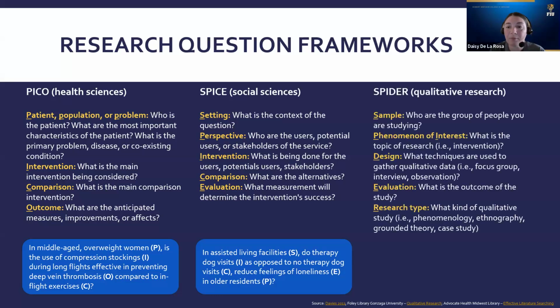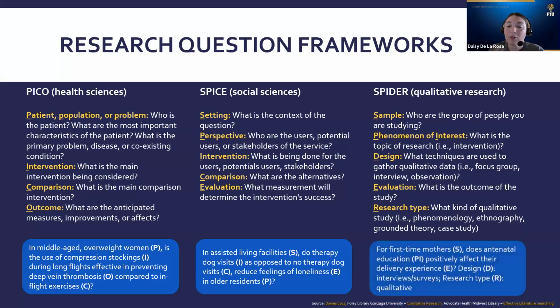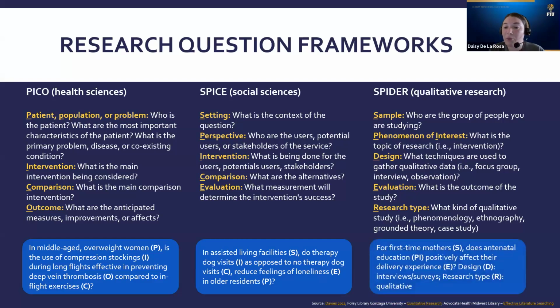The users. And then SPIDER is for qualitative research, right? Where it's asking you for the sample, the phenomenon of interest, the design, evaluation, and research type. So again, for first-time mothers, that's our sample. Does antenatal education, the phenomenon of interest, positively affect their delivery experience? That's what we're evaluating. The design is through interviews and surveys, and the research type is qualitative.